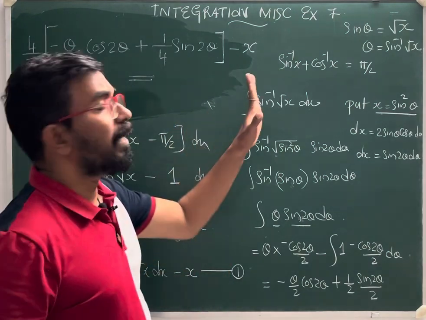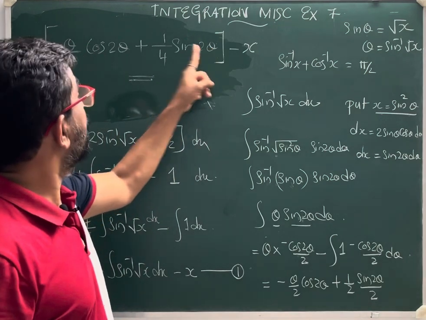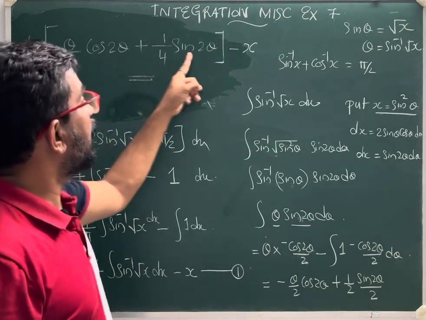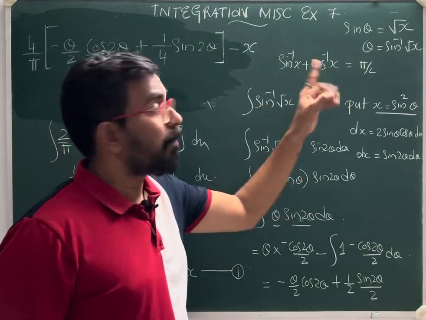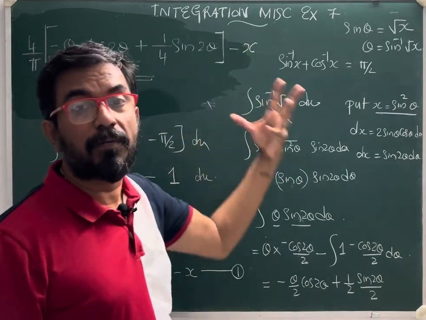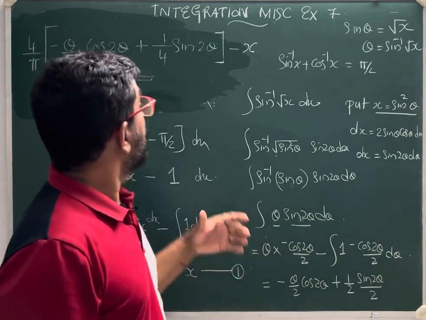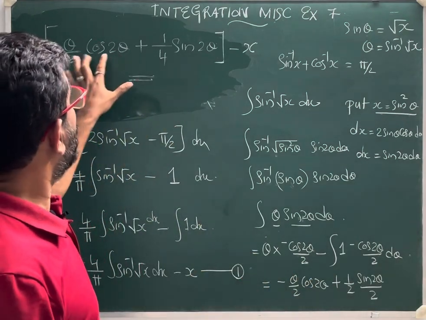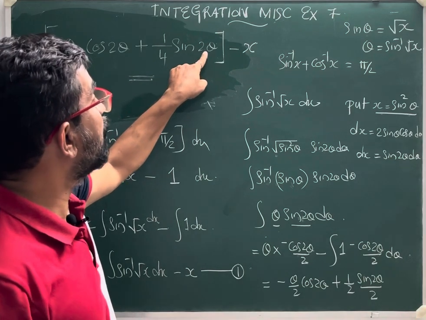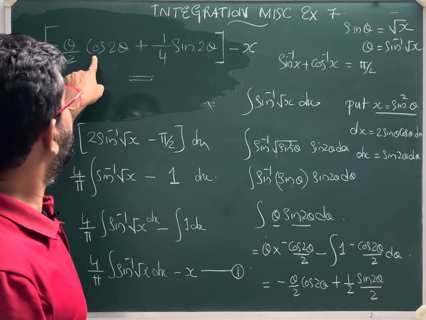Now, one thing I wanted to say: if you write sin⁻¹√x in place of θ, you will get an answer. But in the textbook, the answer will look different. They use the formula sin⁻¹(sin θ) = θ. That is possible only when you have sin θ. I have here sin 2θ, therefore I cannot directly apply that. I have here cos 2θ.